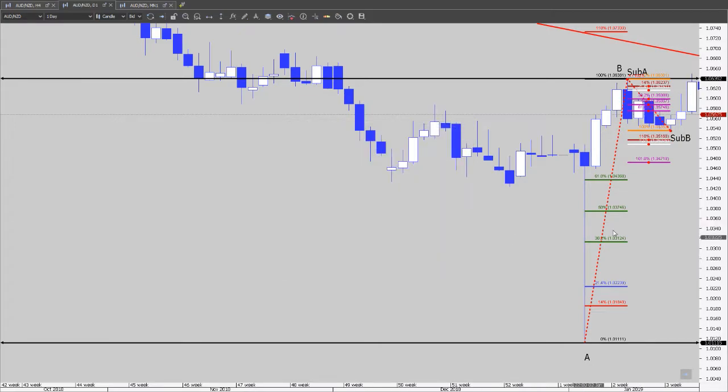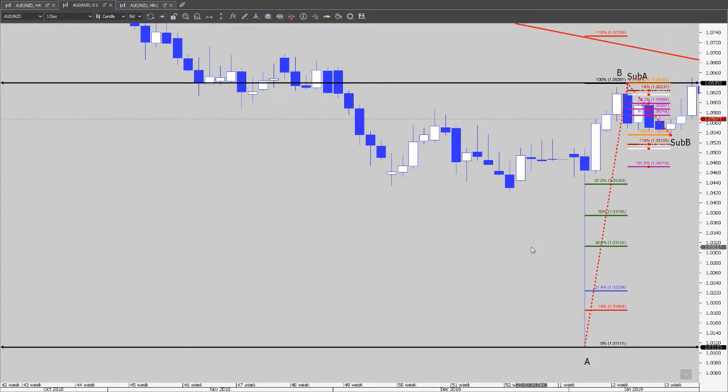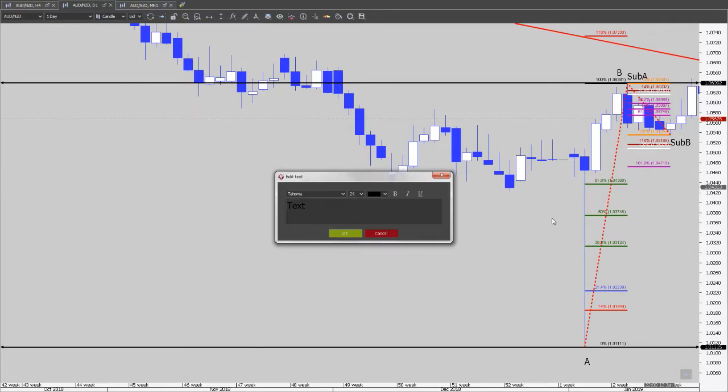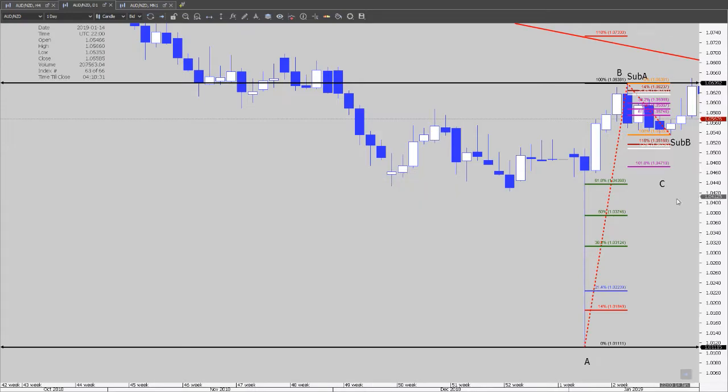Here. Okay, now where is the C? Where is the C? Well, for the time being, our sub B equals the C of the original Fibonacci, right? And if you think, oh, there is too much information already, well, let's go step by step.